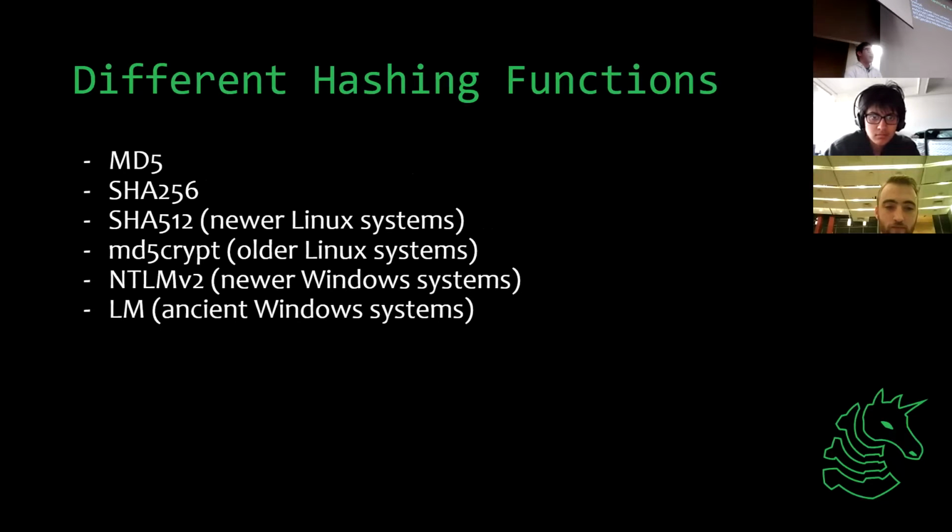So here's a list of some different hashing functions, and I'll get into why you want to use different hashing functions later on. One of the most popular ones is MD5, but that's generally considered insecure now. There's SHA-256, SHA-512, and MD5 crypt. Windows uses very specific hashing systems that are proprietary. So there's NTLM, and then there's LM, which I will explain in just a bit.